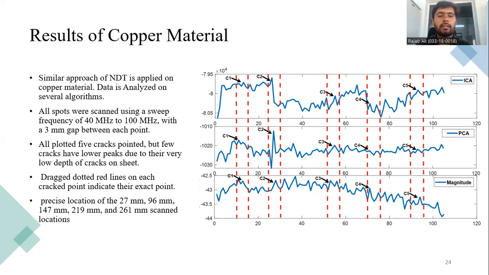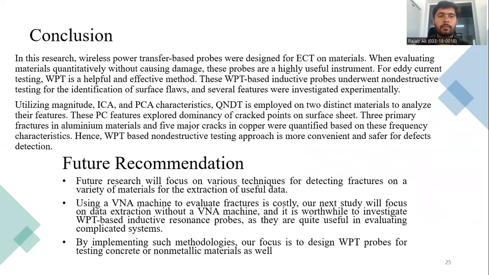So dotted red lines on each crack point indicate their exact point. Precise locations of 27 millimeter, 96, 147, 219, and 261 millimeter scan location were also identified on our sheet and on these plotted graphs. So we have indicated them with C1, C2, C3, C4, and C5.